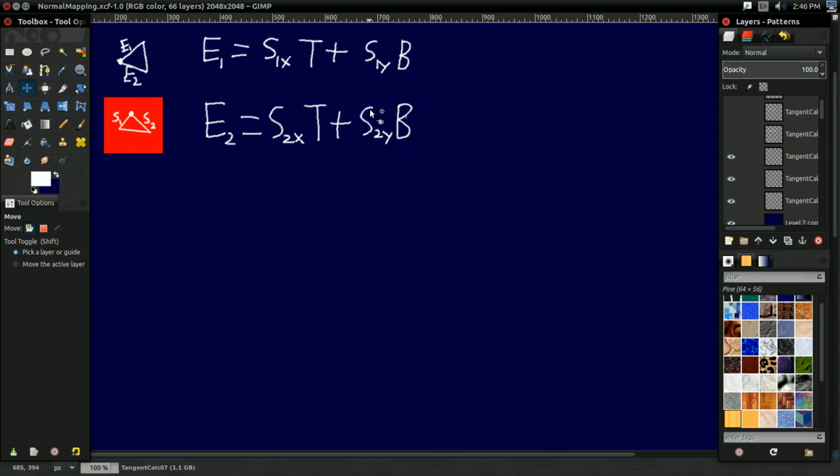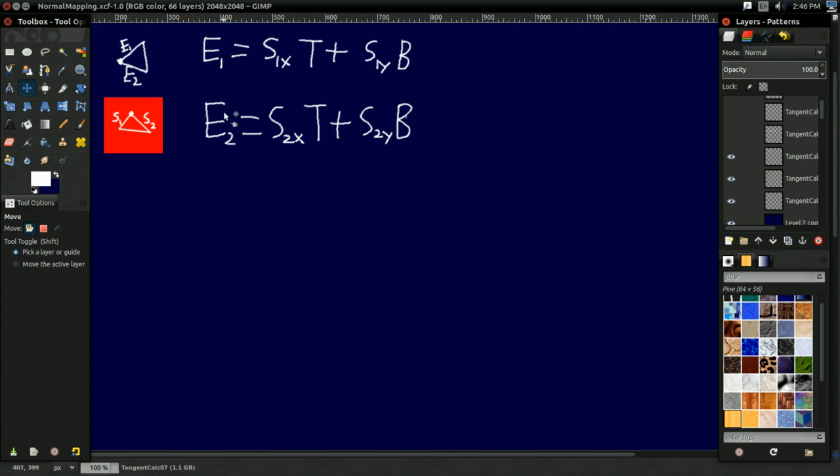So, look at the equations here. If you've taken some algebra, you might notice something. We know what E1 is. We can calculate that by subtracting vertices. We know what S1 is. We can calculate that by subtracting vertices. Same thing for E2 and S2. We can calculate all those by subtracting vertices. The only variables we don't know here are the tangent and the bitangent itself.